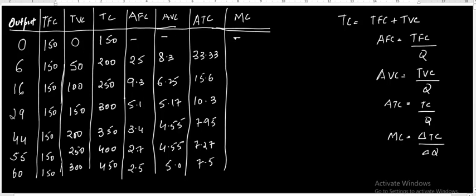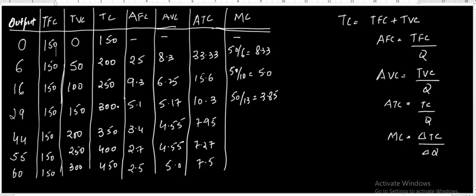So over here it's nothing. So what is the change in total cost? It is over here 50 divided by 6, which is going to be 8.33. Now in this case again total cost is changing by 50, so it is going to be 50 by 10, which is going to be 5.0. Now again there is a change of 50 divided by, now the quantity has increased by 13, so it is going to be 3.85.